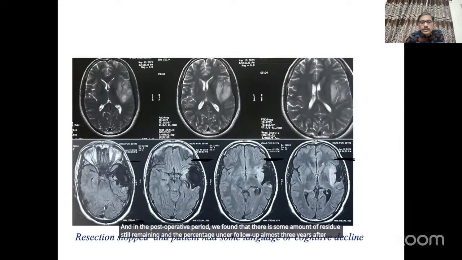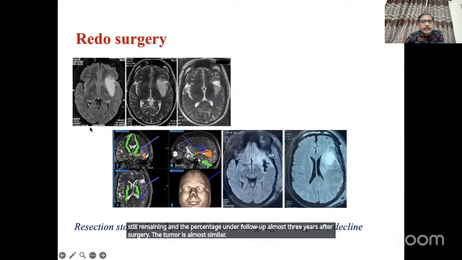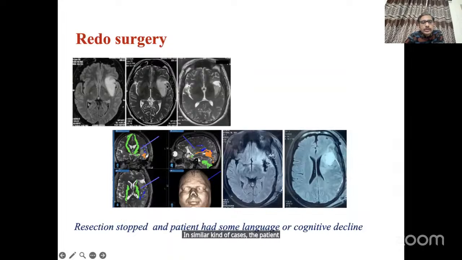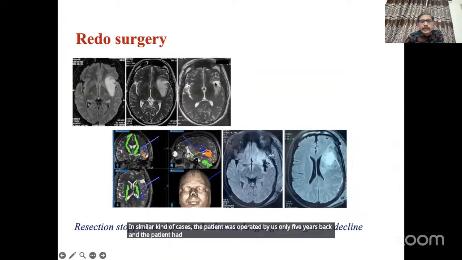The tumor is almost similar. In a similar kind of case, the patient was operated on by us only 5 years back, and the patient had a significant language deficit intraoperatively. As you can see, we entered the medial part, and we found that probably we had stimulated the IFOF area and the corticospinal area. The patient had some deficit, and we stopped there, and the postoperative radiology showed a significant residue.